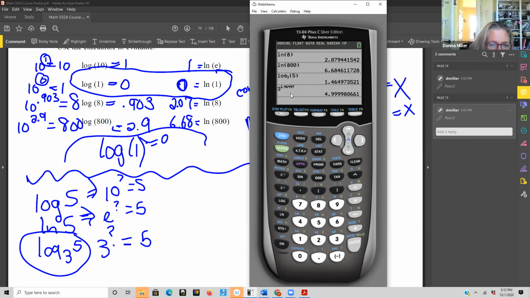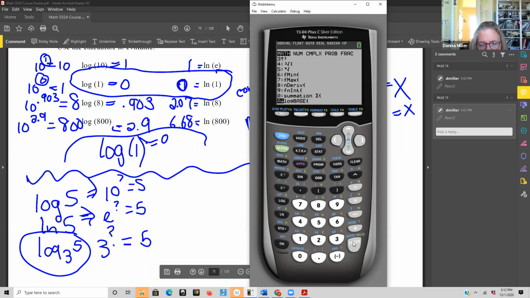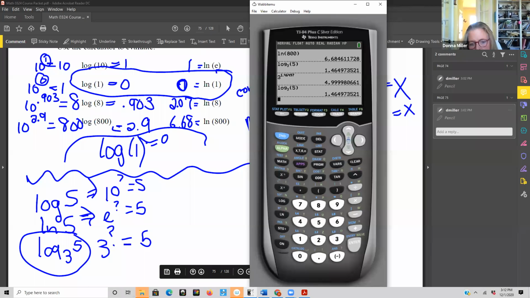Another way to get to that button on your calculator, if you hit math and just scroll down to A, there it is, log base, and I can just do the same thing. So your calculator has the ability to do logs of different bases. The LOG button is base 10 and the LN button is base E, but if you need another base, you have to go to these other buttons. If you have an 83, we'll talk about how to adjust for that in a bit.